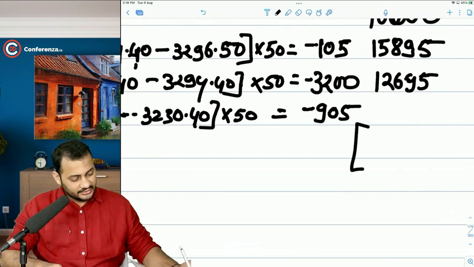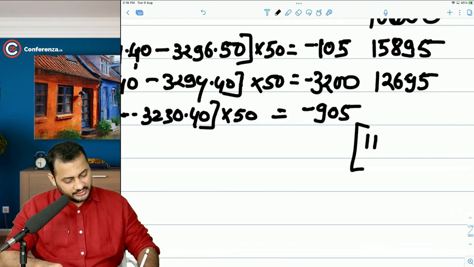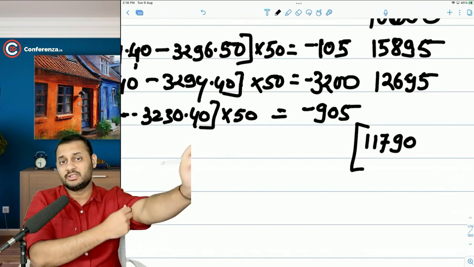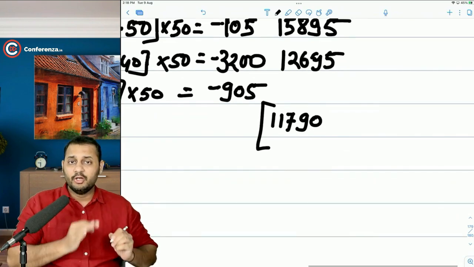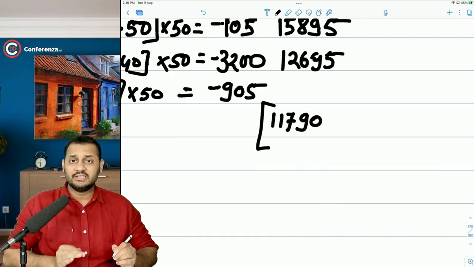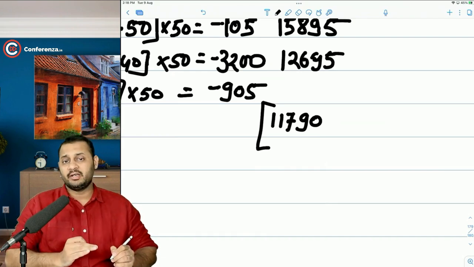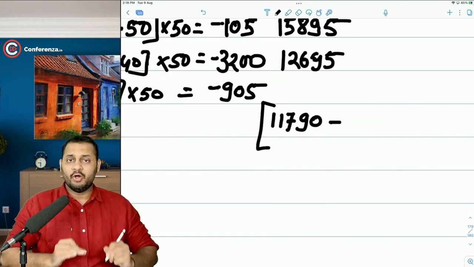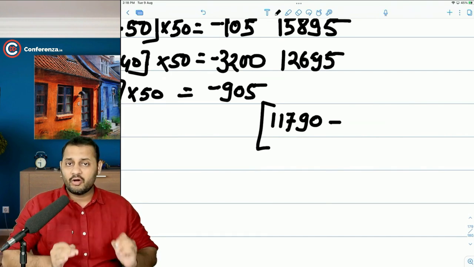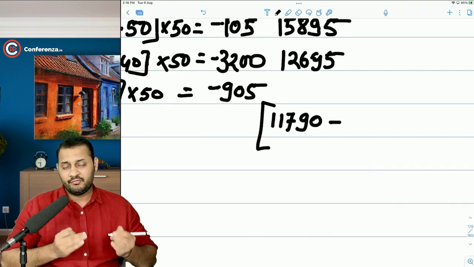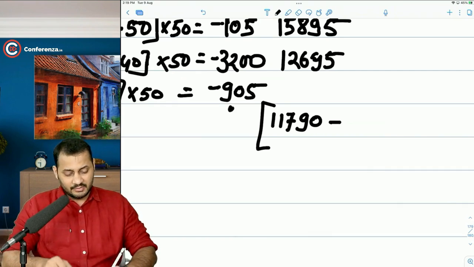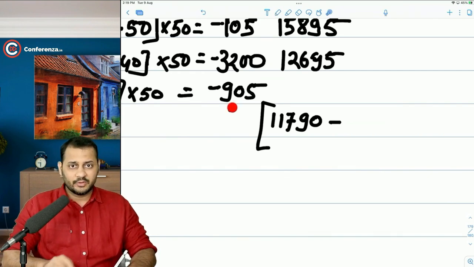When this loss is adjusted in your margin account, immediately the exchange realizes that the balance has gone to 11,790, which is below 12,000 rupees. That means you have gone below maintenance margin. What will happen? Automatically you will get a call from the broker to deposit more money. That day's loss has already been adjusted.